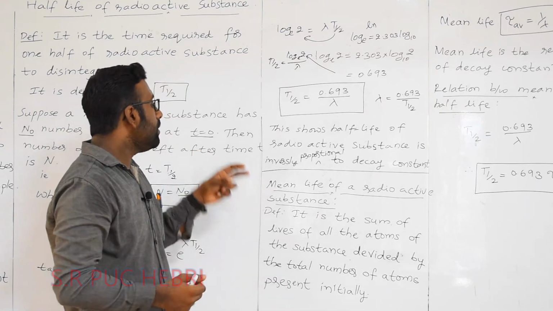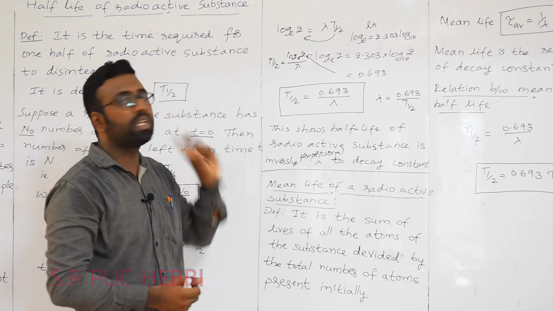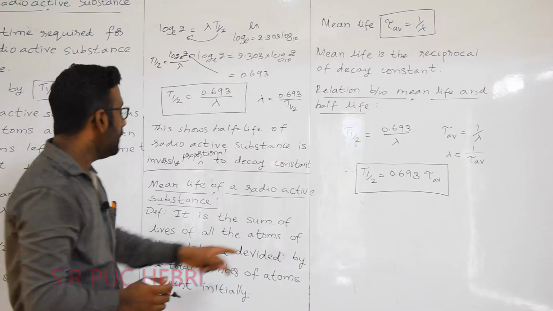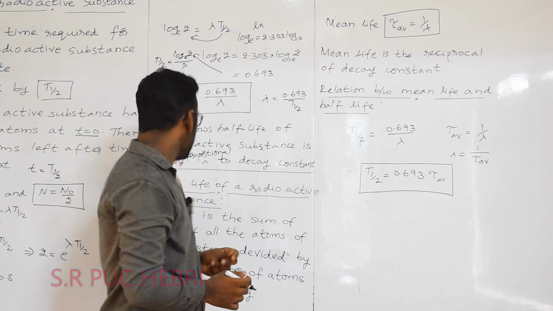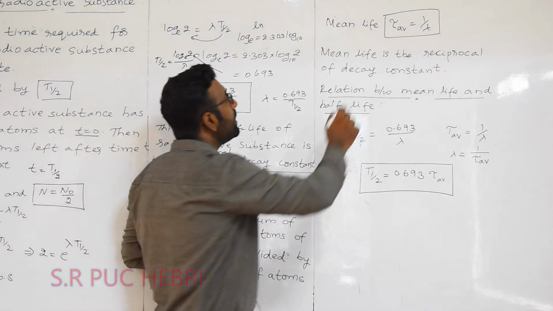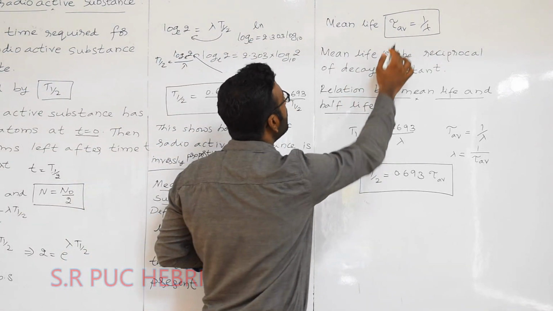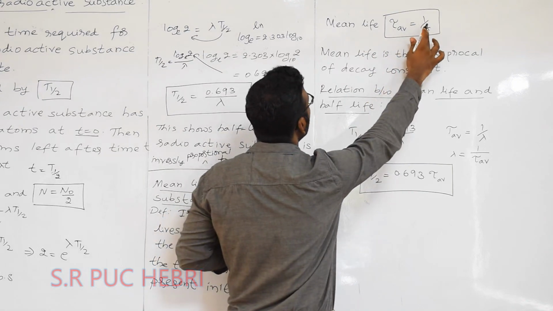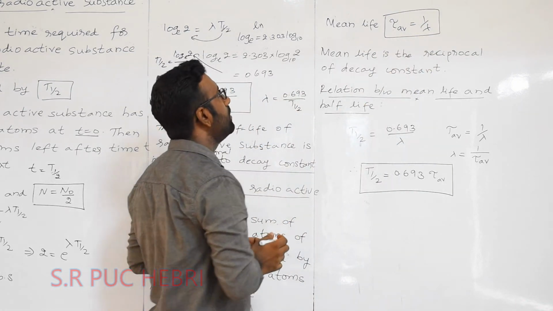We have only the definition and an equation related to this. So we can see the equation for this mean life, that is nothing but we denote it by tau average, that is equal to 1 by lambda.